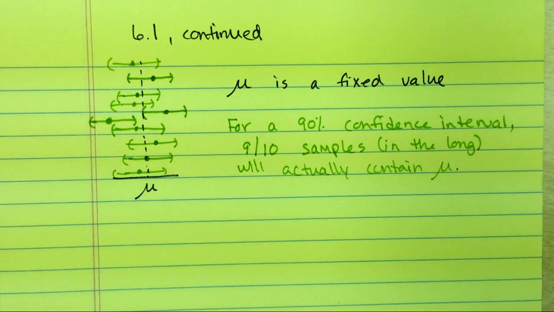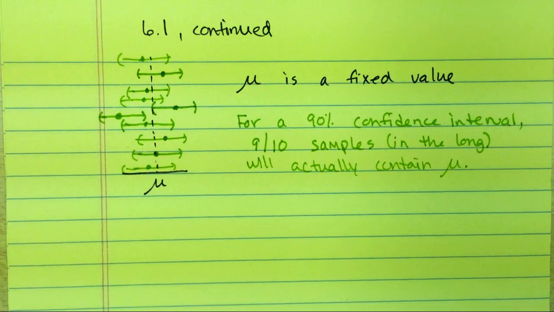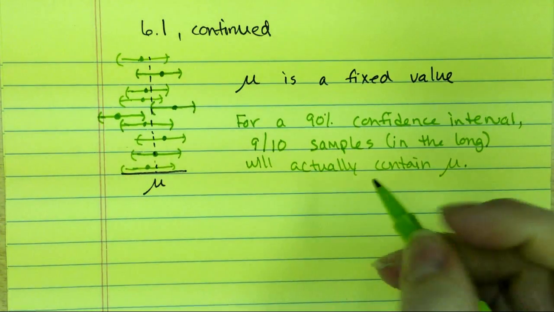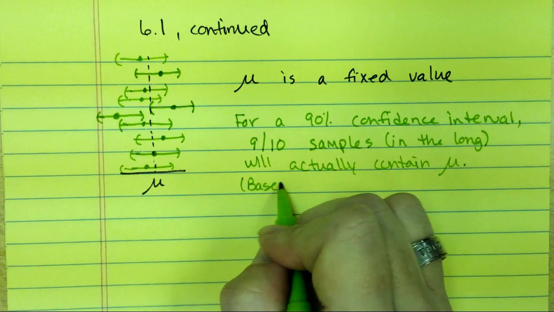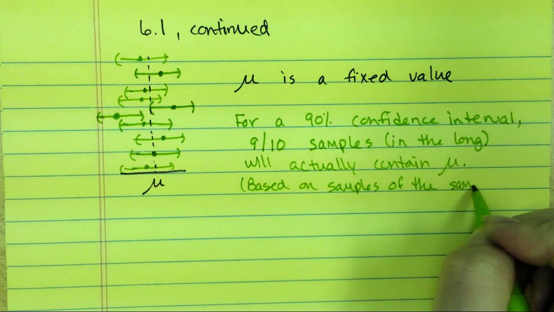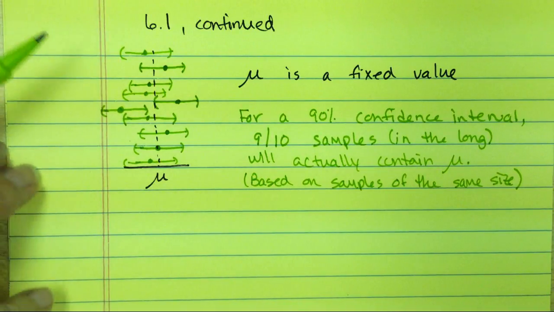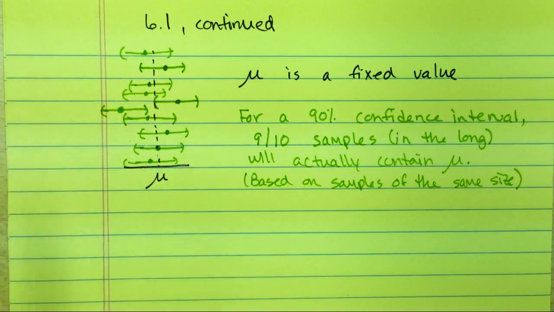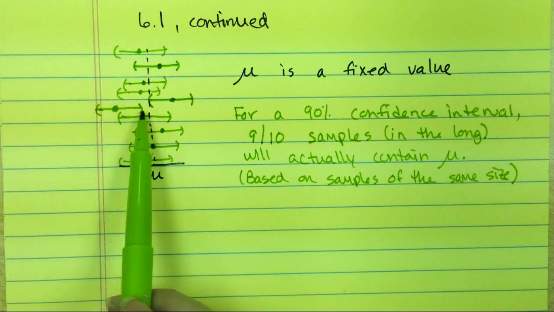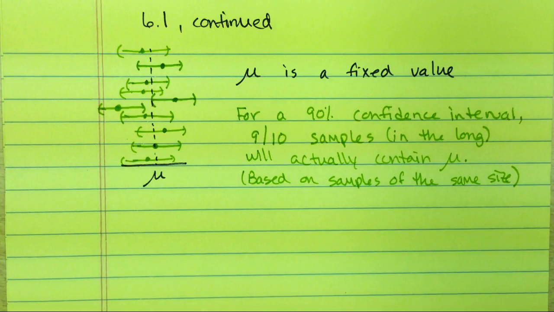So think about if I had an 80% confidence interval, only 8 out of 10 would capture mu. If I have a 95% confidence interval, 95 out of 100 of my little intervals would capture mu, based on samples of the same size. So if I have a 99% confidence interval and I took 99 or 100 different samples, 99 of them would somehow contain the mean, and then 1 would be far off enough that the interval would not actually capture the mean. Okay, so that's the meaning of the confidence interval.